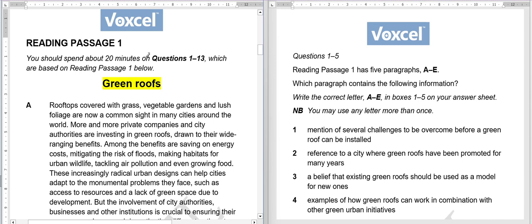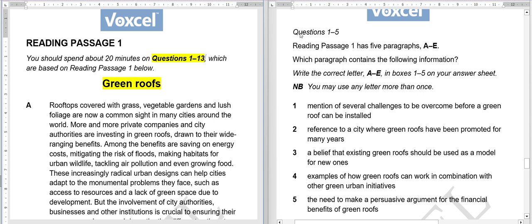Now we will look at the questions. Questions are on the right hand side, but first look at the total number of questions. The total number of questions is from 1 to 13, so there are 13 questions. Questions 1 to 5 are on the right hand side. Now what we're going to do is look at the questions and make a strategy for how to solve and attempt these particular kinds of questions, and how to go about this passage.